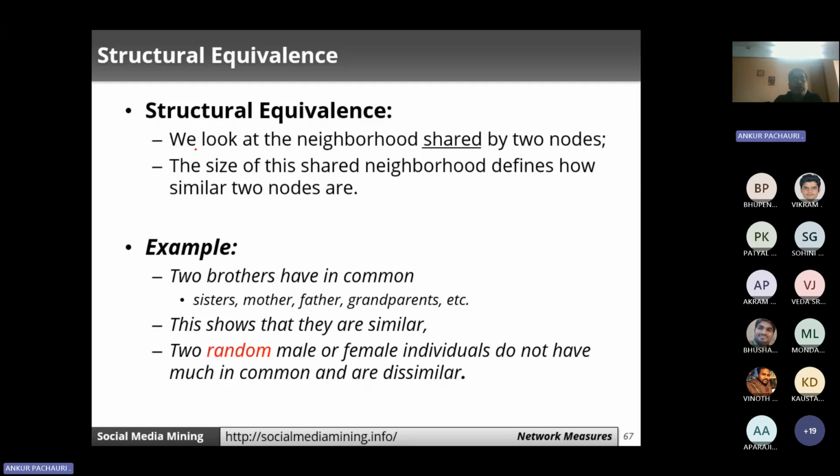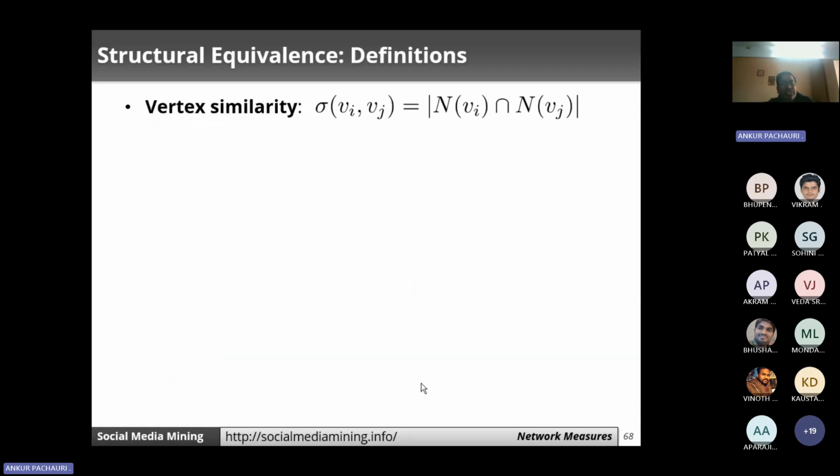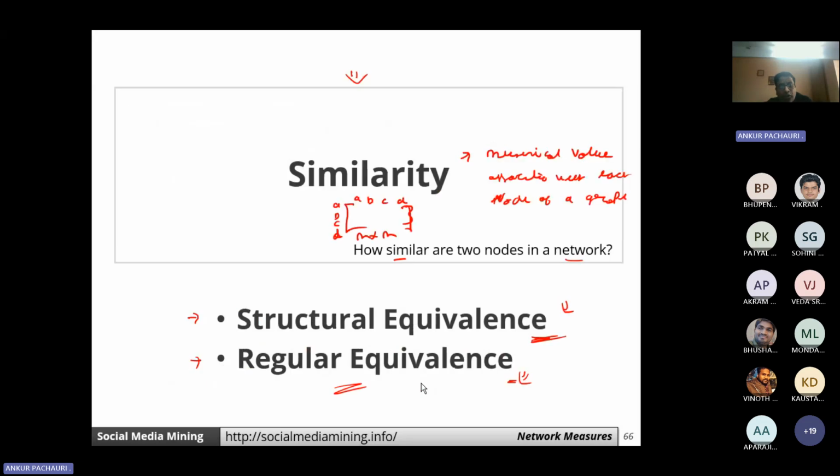In structural equivalence, we look at the neighborhood shared by the two nodes. The size of this shared neighborhood defines how similar those two nodes are. Two brothers have in common sisters, mothers, fathers, grandfather, and so on, so this shows they are similar. Two random male or female individuals do not have much in common and are called dissimilar. If there is no connectivity between them, they are considered dissimilar. This is structural equivalence. First of all, we'll talk more about structural equivalence, based on the neighborhood only.